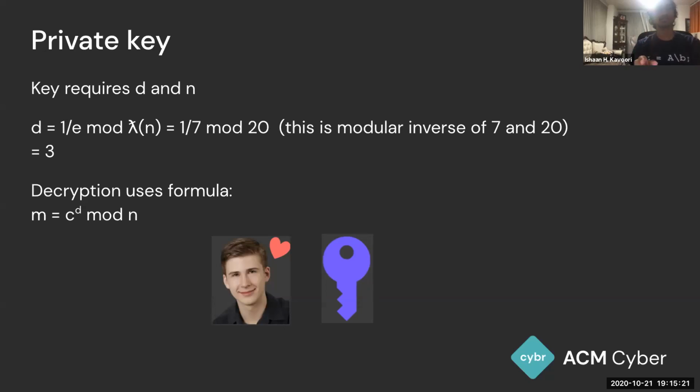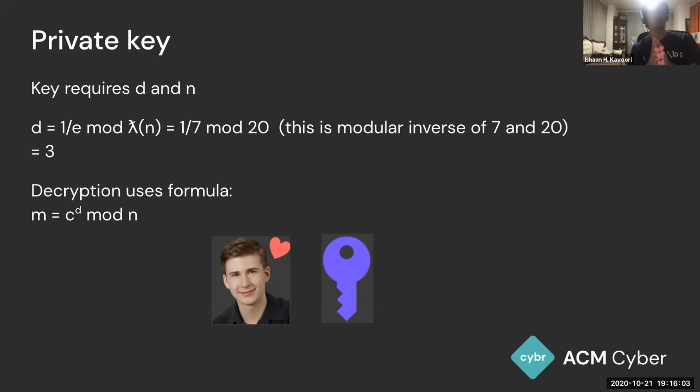Now Aaron needs to be able to decrypt this with his private key. The key requires a number D and the product N again. So D is the modular inverse of E and lambda. You don't really need to know how this is calculated, but the expression looks like that. And what you get is D equals 3. So now with that, he can use the decryption formula. The original message equals the ciphertext to the power of D mod N.